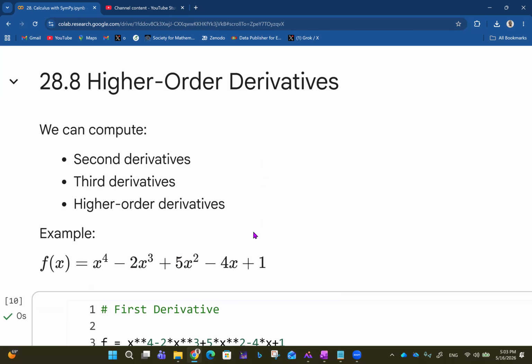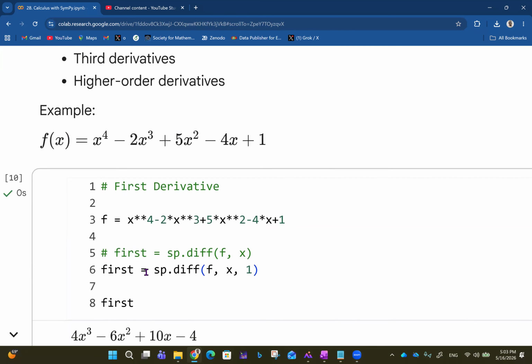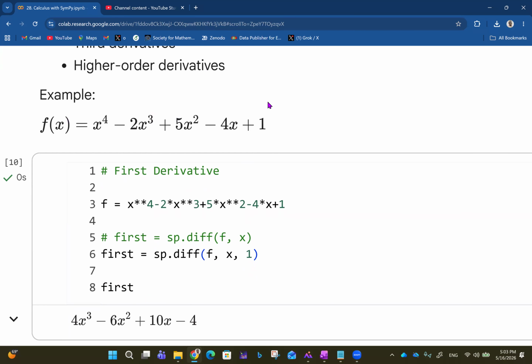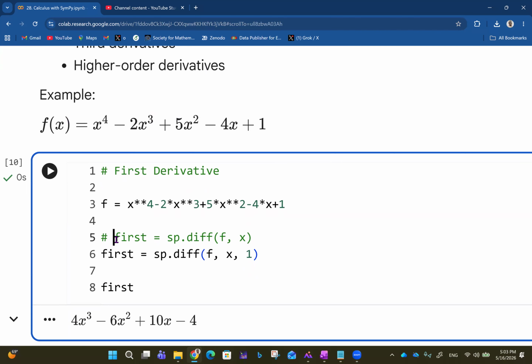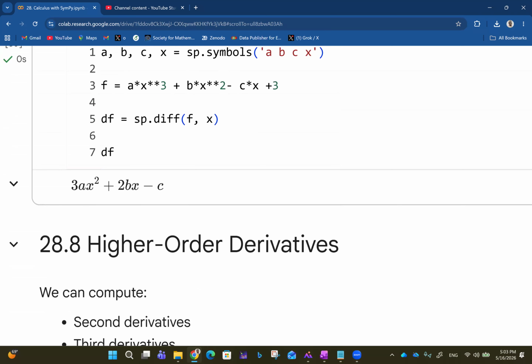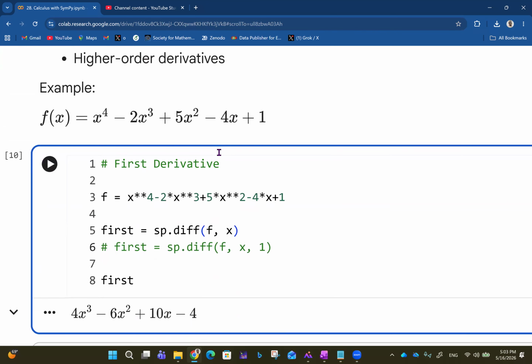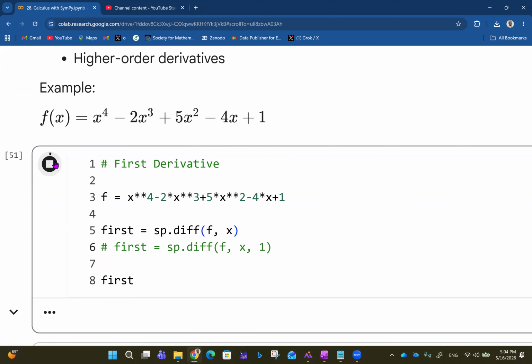Then you have higher order derivatives. We can compute second derivatives, third derivatives, higher order derivatives. Example, you have f of x equals x raised to power 4 minus 2x cubed plus 5x squared plus 4x plus 1. The first derivative we had earlier is just sp.diff f comma x. Once you don't specify the order, that means order one automatically. If you do that, you get 4x cubed minus 6x squared plus 10x minus 4.